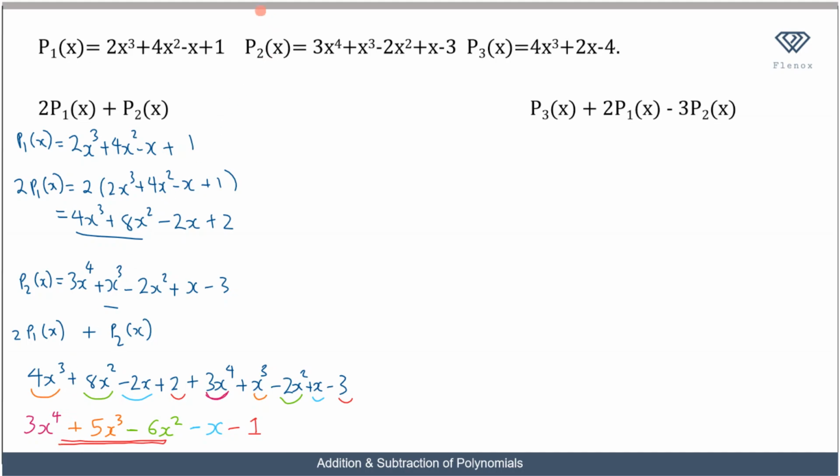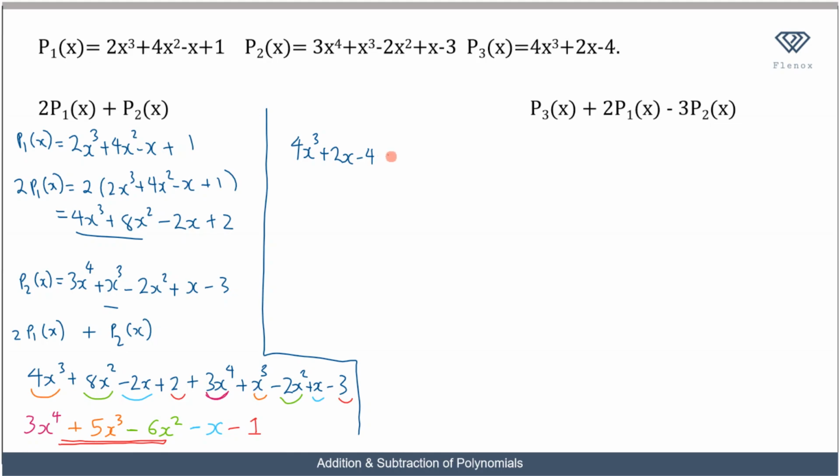So now let's move on to the next example, which is a little bit more cumbersome and long compared to the first one. So here now we are told to find P3 plus 2P1 of x minus 3P2 of x. So I'm going to write it out directly. So we start with P3 of x, which is given as what? 4x to the power of 3 plus 2x minus 4.